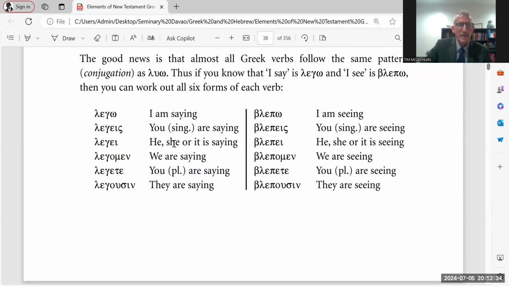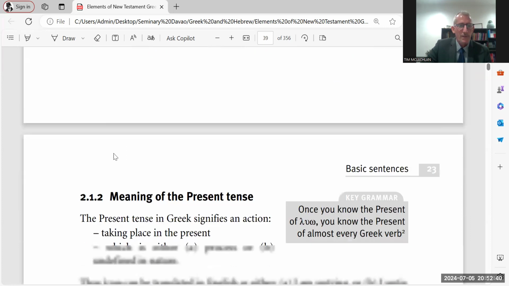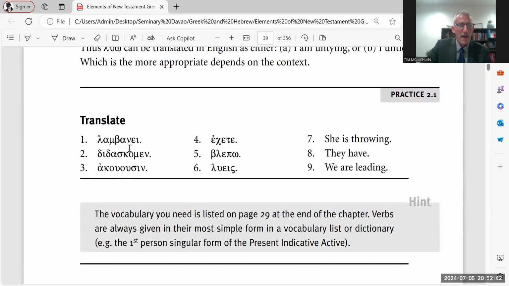Oh, it's a he, she, or it. Okay, and here, he, she, or it. So when you know what the stem is, basically lamban, and you got these two letters on the end. So you saw that was he, or she, or it. So you would translate, and lambano means to take.